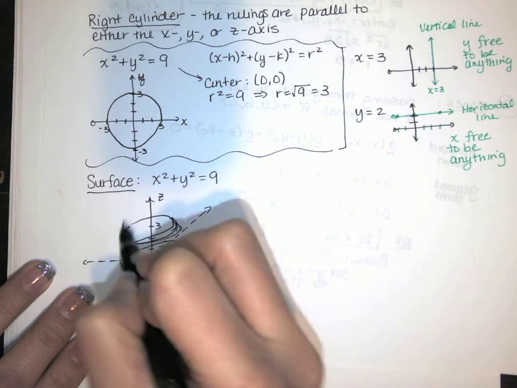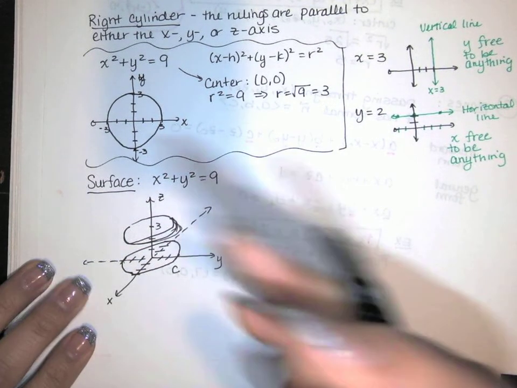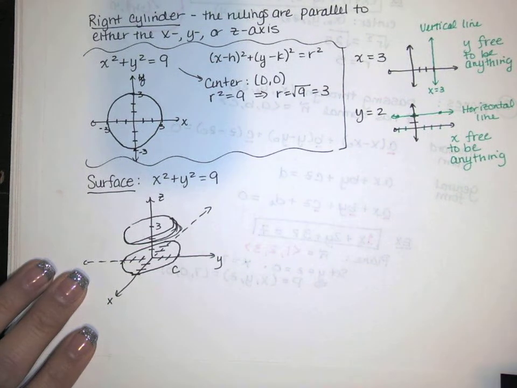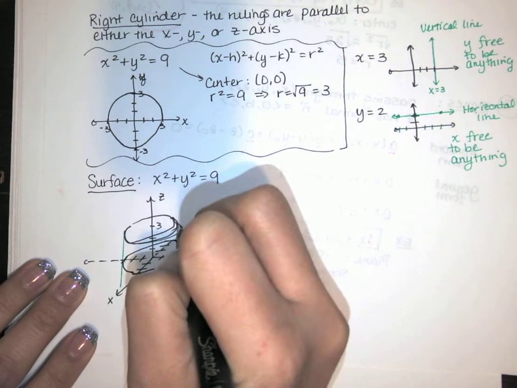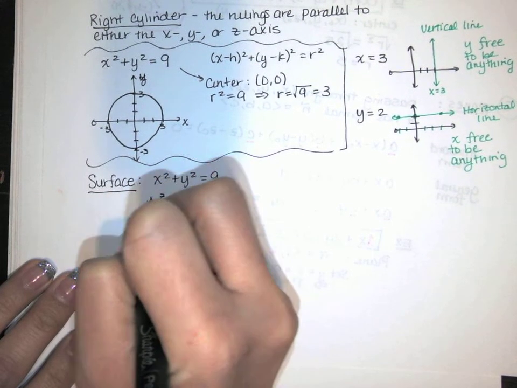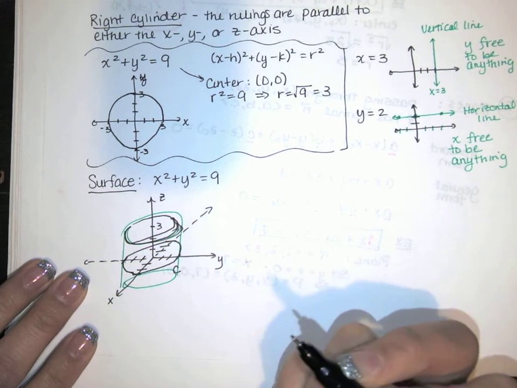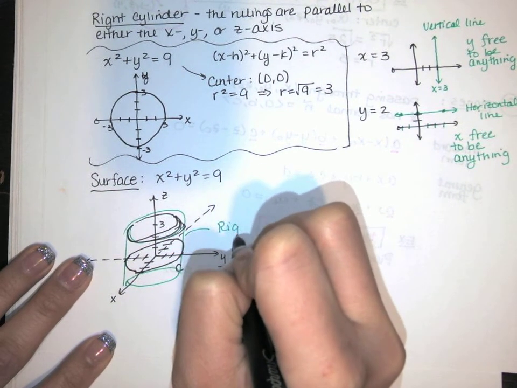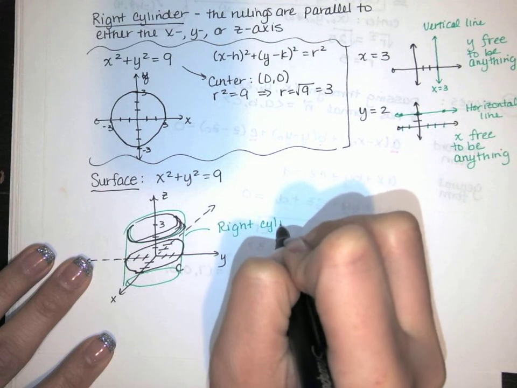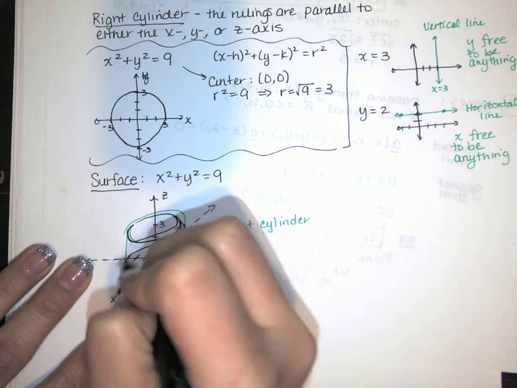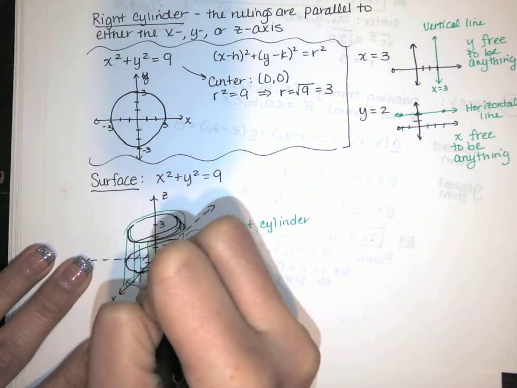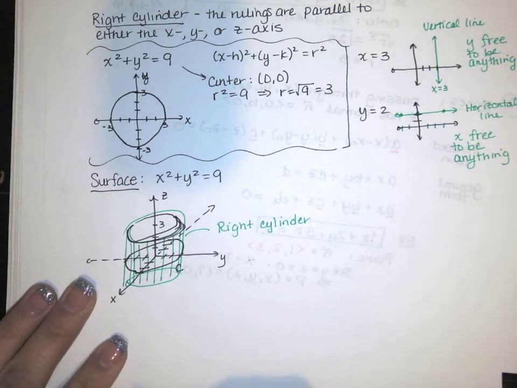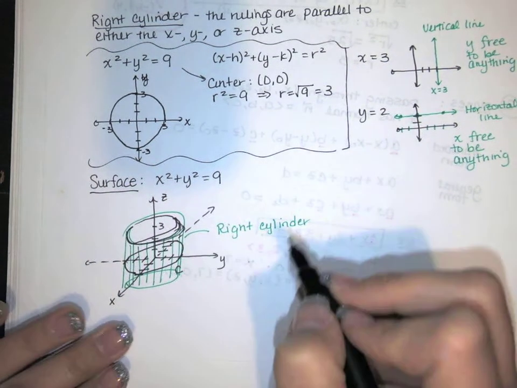When z equals 4, x squared plus y squared equals 9. So x squared plus y squared equals 9 all the time, and what we end up with, I did a better job with my picture, sorry guys, is a right cylinder. And the rulings, they look like this. The rulings are parallel to the z-axis.